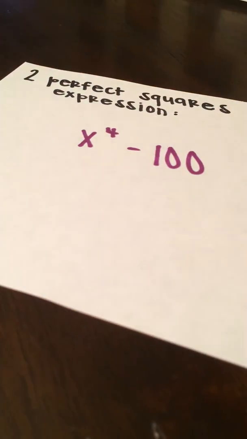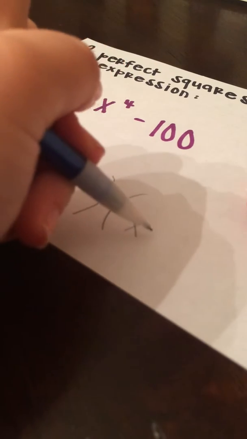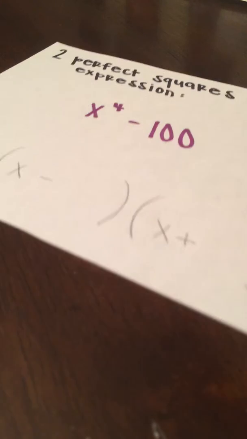Alright, the next one I'm going to do is the perfect squares expression, and I picked to do x to the power of 4 minus 100. So I know this is a perfect square, and perfect squares end up having a minus something and a x plus something. So I'm going to leave that blank for now.